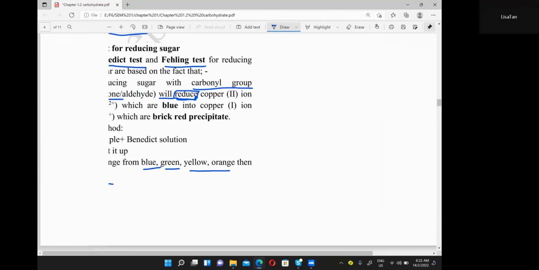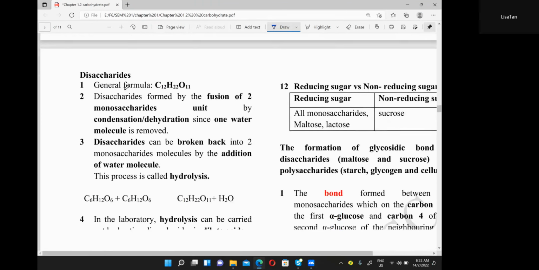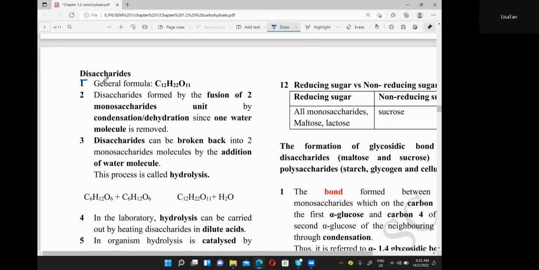Okay, so we continue with our lessons, disaccharides. So the general formula for disaccharides is C12H22O11. This is because the formation of disaccharides is by condensation with the removal of water molecules.